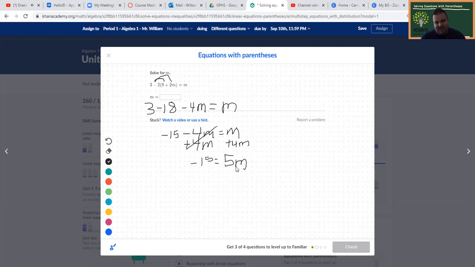To get m by itself, this is 5 times m. The inverse of multiplication is division, so we're going to divide both sides by 5. Negative 15 divided by 5 is negative 3. Negative 3 is equal to m. That is the answer, negative 3.